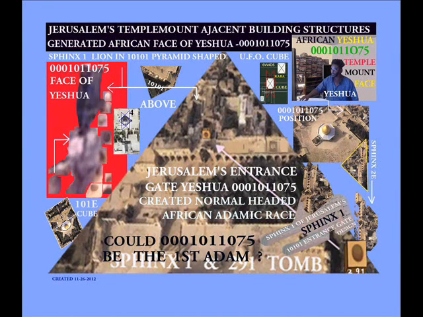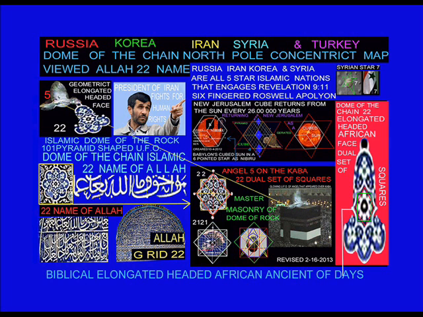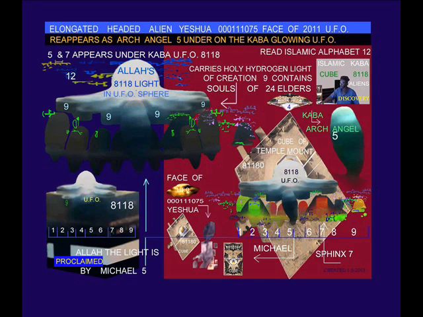So, the Egyptian pyramids has its own dual set of Masonic squares. The Masonic squares can be seen in the original Dome of the Chain wall surface. The Dome of the Chain wall surface has an Arabic 22 grid name of Allah. The Arabic name of Allah appears above a dual set of circles that has 8 primary circles. The dual set of circles are generating a globe earth 2121 rectangular king chamber dimensions.